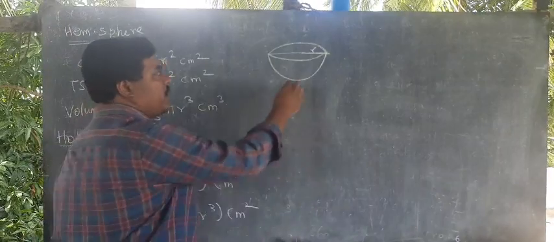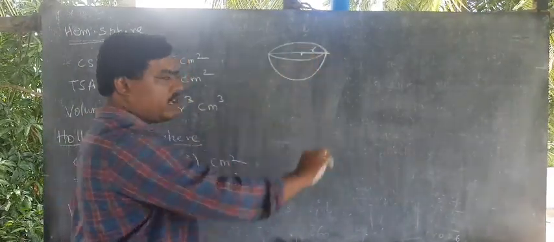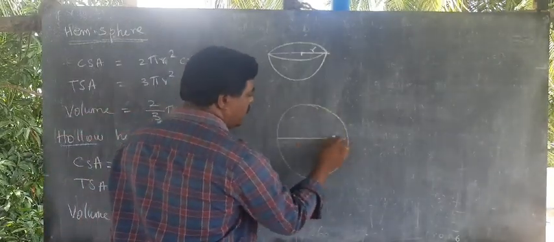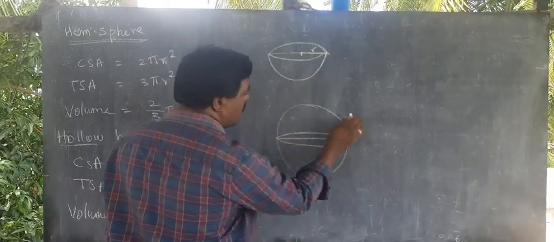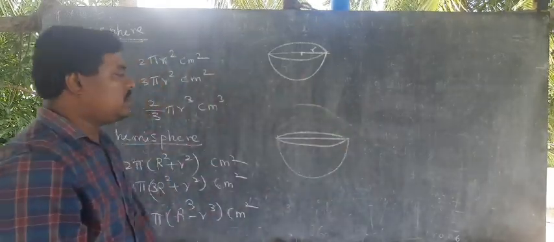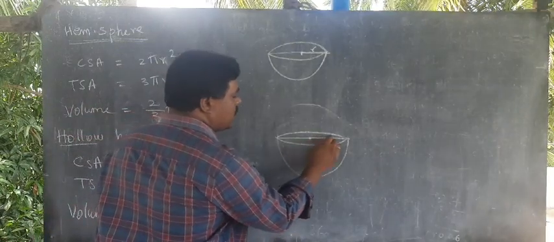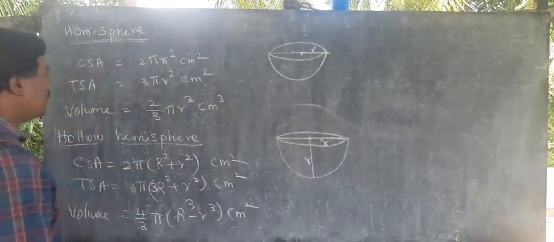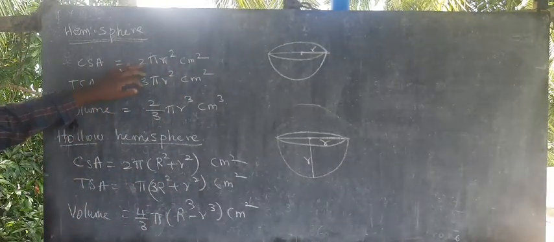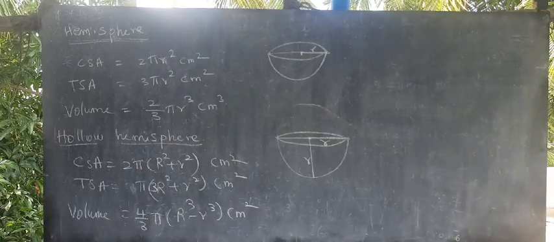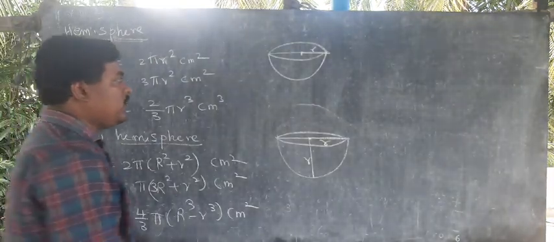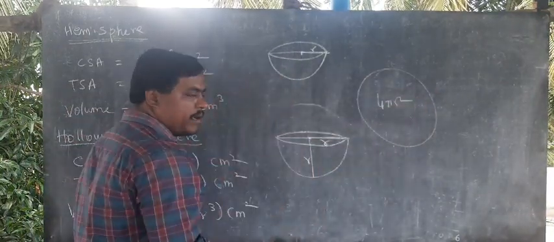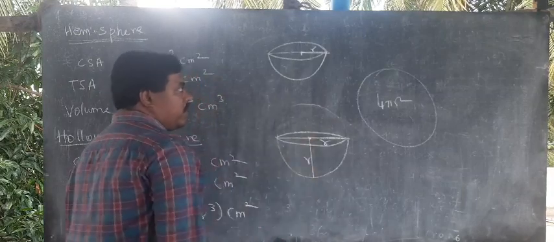This is a hemisphere. If we cut a sphere in half, that is called a hemisphere. Here also this is R. So CSA of the hemisphere is 2 pi r square. CSA of a sphere is 4 pi r square. If we take it fully it is 4 pi r square, but we are taking half only, hemi means half. So 2 pi r square.